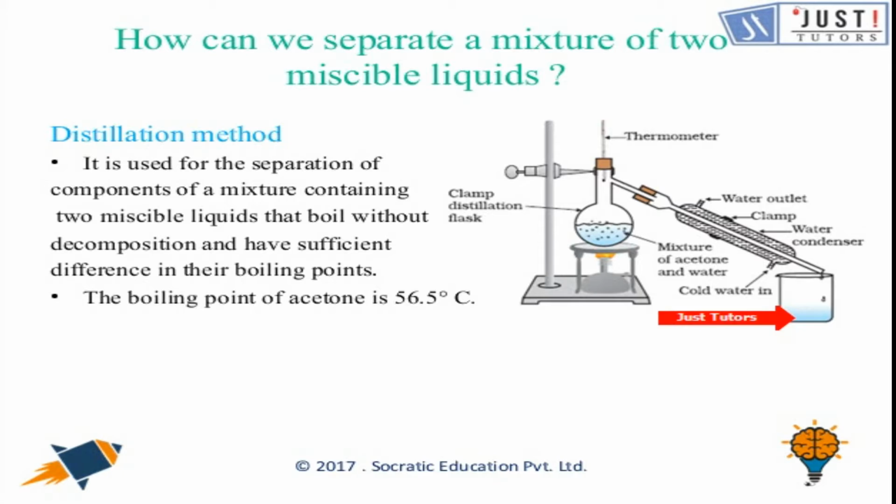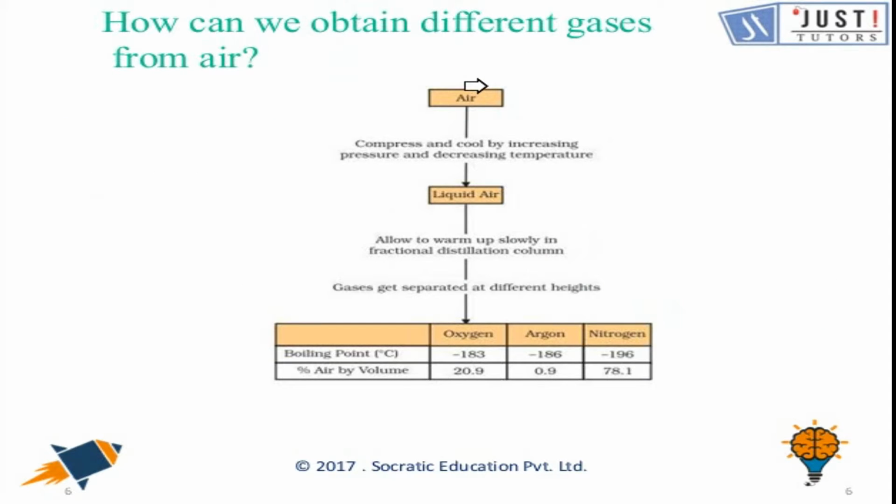Now another important question: how can we obtain different gases from air? We know the air is a mixture of nitrogen, oxygen and carbon dioxide as well. So how can we separate that? Well, we will use fractional distillation for this. As the flow chart is telling, first of all, air is in gaseous form, so we want to convert that into liquid form, and that can be done when we decrease the temperature and increase the pressure. So first we increase the pressure and decrease the temperature of the air sample.